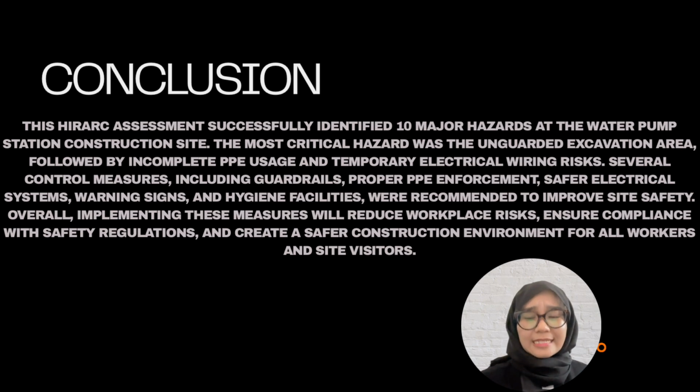Based on the findings, several control measures were recommended, including installing guardrails around excavation areas, enforcing strict PPE compliance, improving electrical safety systems, providing proper washing facilities, and installing adequate warning signage in high-risk zones. By implementing these engineering and administrative controls, the identified risks can be reduced from high to medium or low levels.